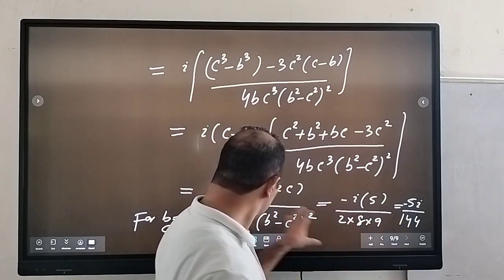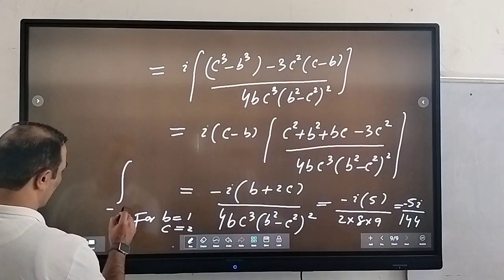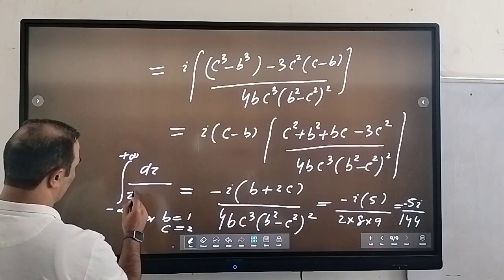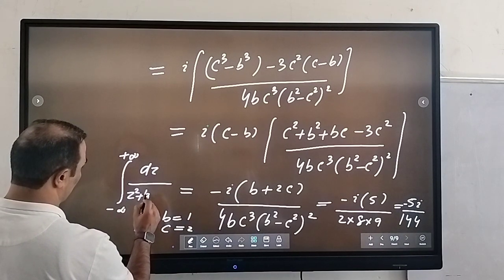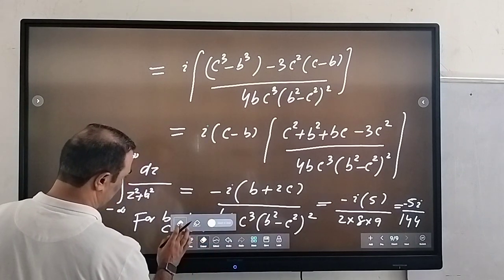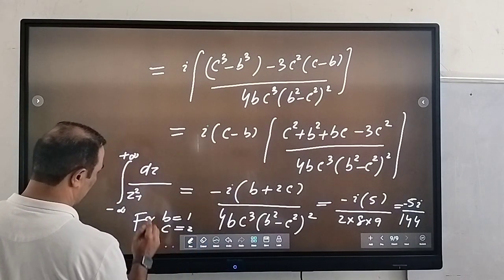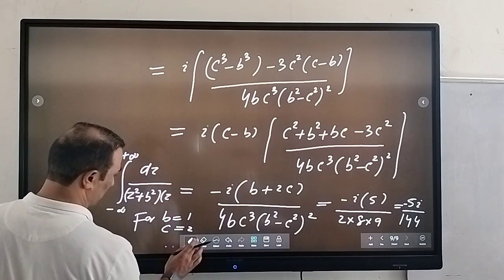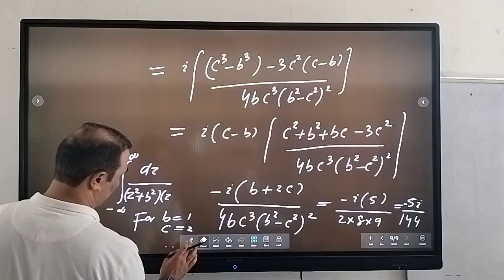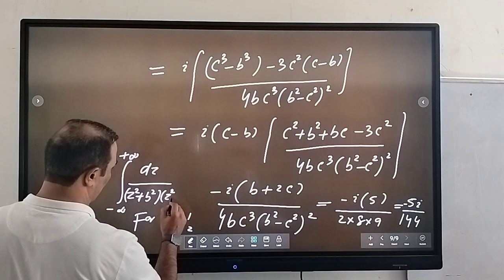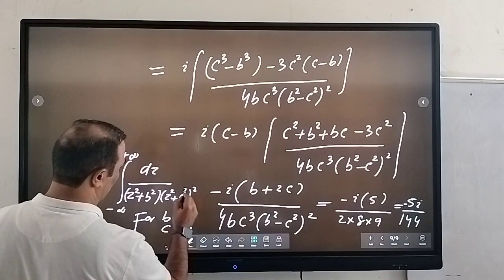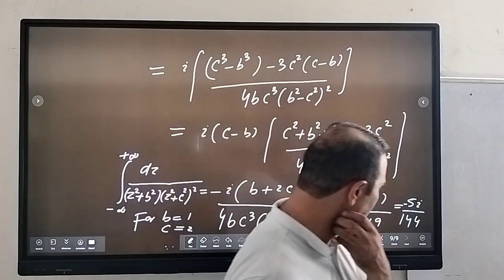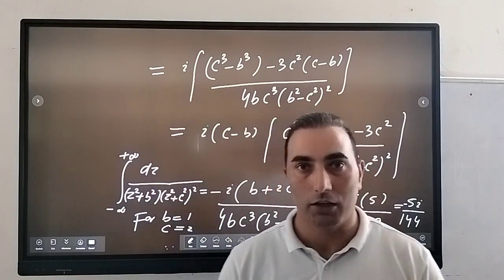So that means this integral from minus infinity to plus infinity, dz upon z square plus a square, plus b square, sorry, into z square plus, that is equal to this. So this was our integral. I will calculate that for b equal to 1 and c equal to 2, or you can further modify it.